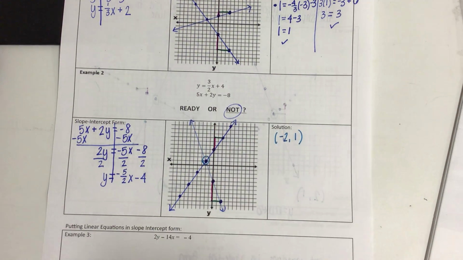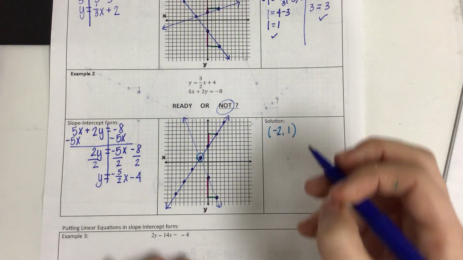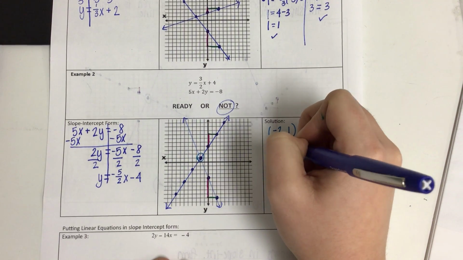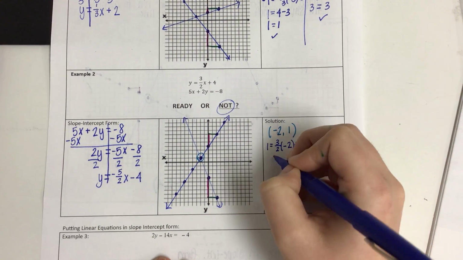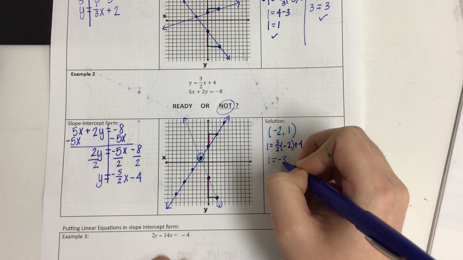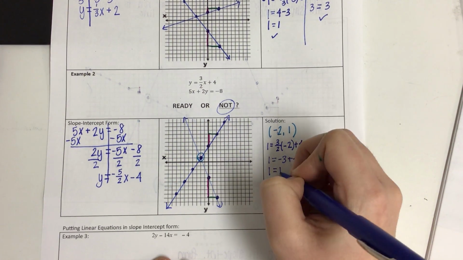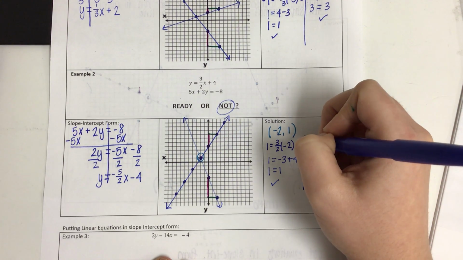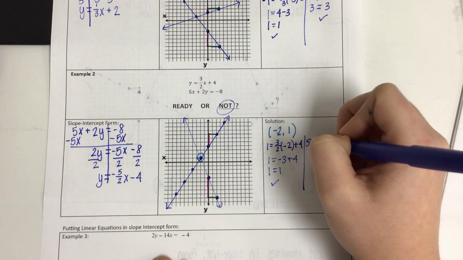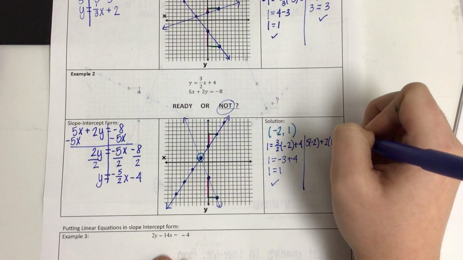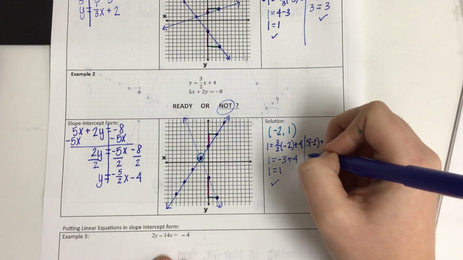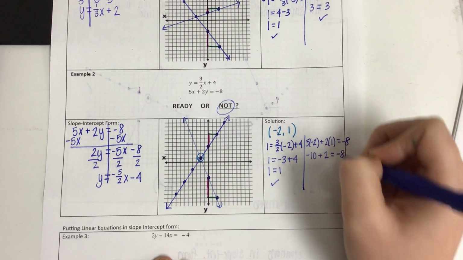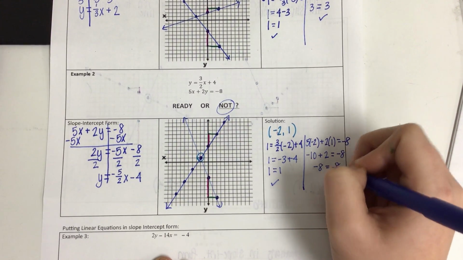So again, we need to double check this using our original equations. So our first equation is going to be 1 = 3/2 times -2 plus 4. That's going to be 1 = -3 plus 4. And -3 plus 4 is 1, so that one works out. Our second equation, we're going to do 5 times -2 plus 2 times 1 equals -8. 5 times -2 is -10. 2 times 1 is 2. And -10 plus 2 is -8, so that one works.